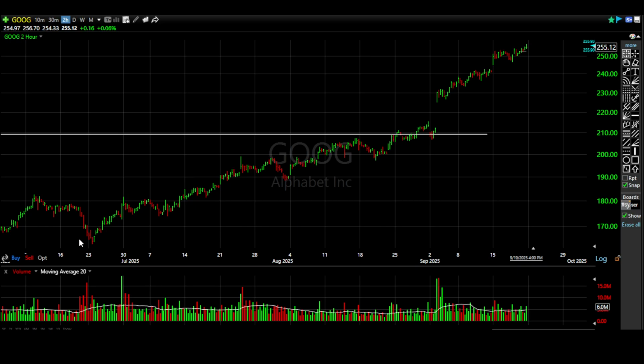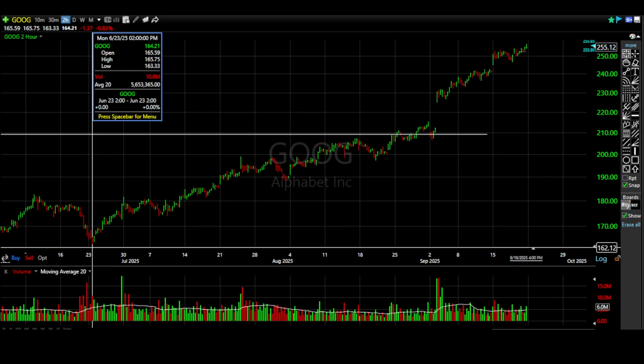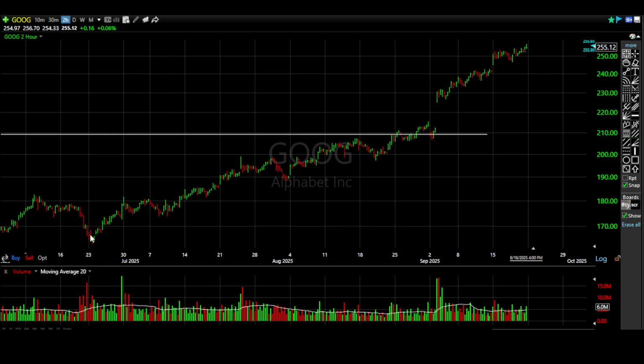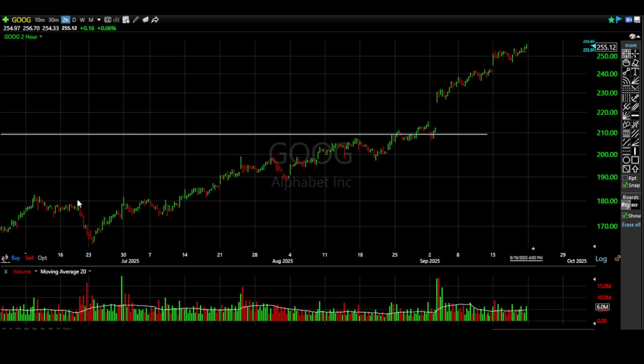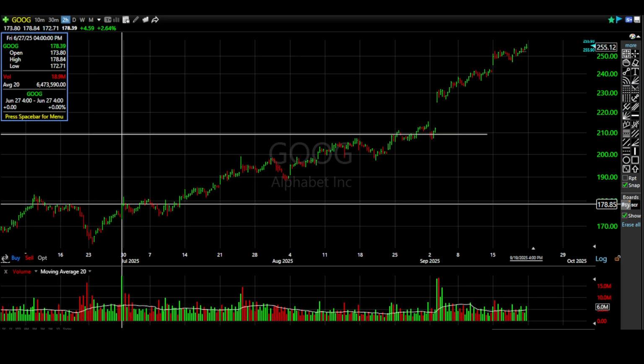So this is the 179 minus the low, like I mentioned earlier. The low here is 163. 179 minus 163 gives you 16 points. Then you add 16 points to the 179, which gives you a projected price target of $195. So once this broke on volume, you knew it was going to go to 195. This is a confirmed trade.